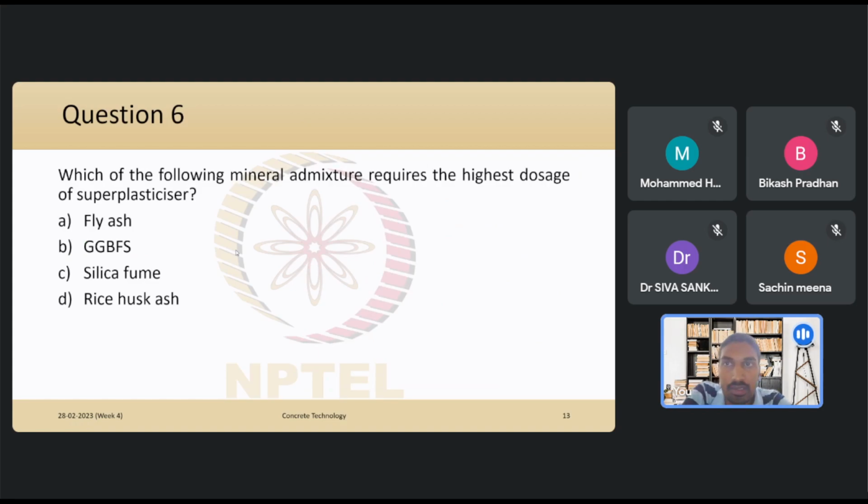Okay, so question number 6 is which of the following mineral admixtures requires the highest dosage of superplasticizer? So the options are the same: fly ash, GGBFS, silica fume, and rice husk ash. So this is related to the previous question.